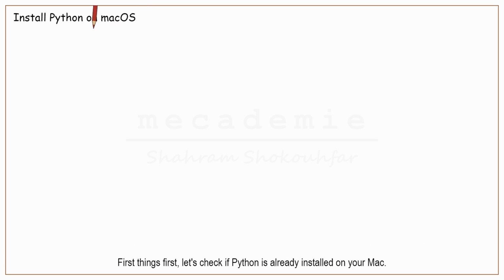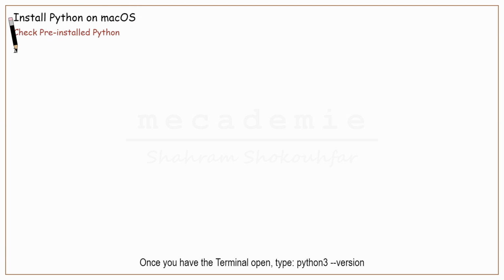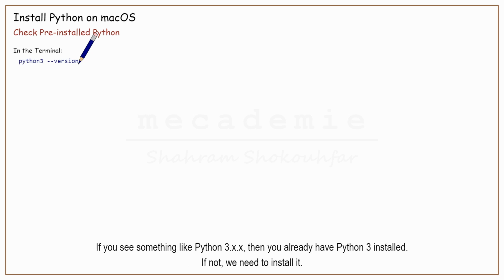First things first, let's check if Python is already installed on your Mac. Open your terminal. You can do this by either searching for Terminal in Spotlight or navigating to Applications, Utilities, Terminal. Once you have the terminal open, type python3 --version. This command checks the version of Python 3 that might already be installed. Most modern macOS versions come with Python 2 pre-installed, but we want Python 3 for our course. If you see something like Python 3.something, then you already have Python 3 installed. If not, we need to install it.